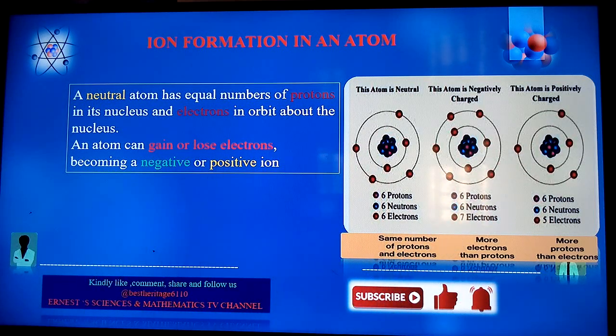Some of the reactions which initiate the process of gaining electrons or release of electrons from an atom are going to have a net effect of causing a charge, either negative for excess electrons or positive for deficiency of electrons and an excess of protons, respectively. So we can as well say that a neutral atom has an equal number of protons in its nucleus and electrons in its orbit about the nucleus.